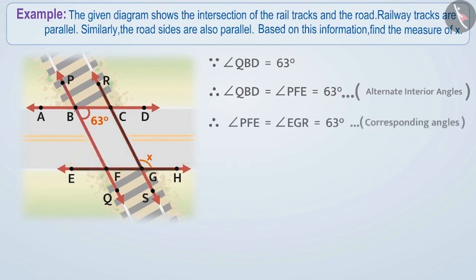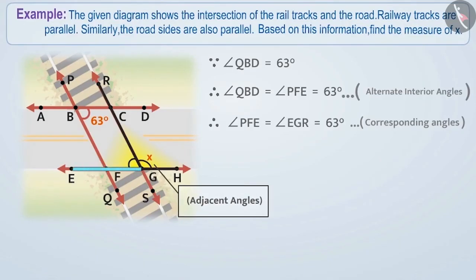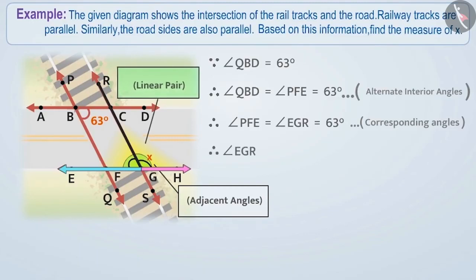But as you can see, angle EGR and angle HGR are both adjacent angles, but GE and GH are both rays moving in opposite directions. Therefore, the two angles together form a linear pair. That is, angle EGR plus angle HGR is equal to 180 degrees.